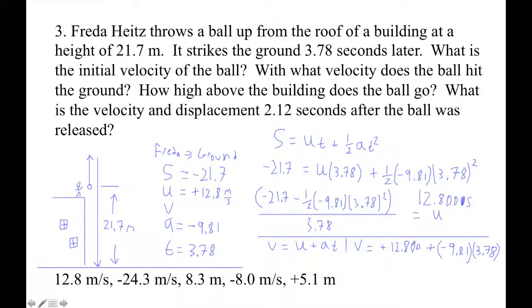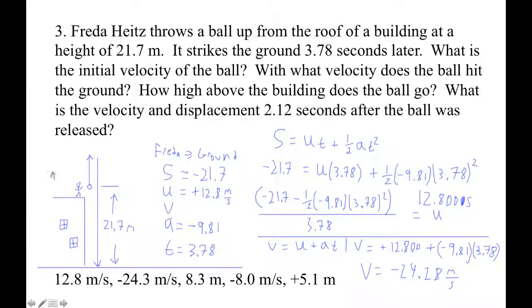Oh, we can just do this, can't we? I'm going to store that number in my variable u, the 12.8, and then I just go plus negative 9.81 times 3.78. If you wanted to get sassy, you could just say minus that. I'm getting negative 24.28. So the final velocity is negative 24.28 meters per second.